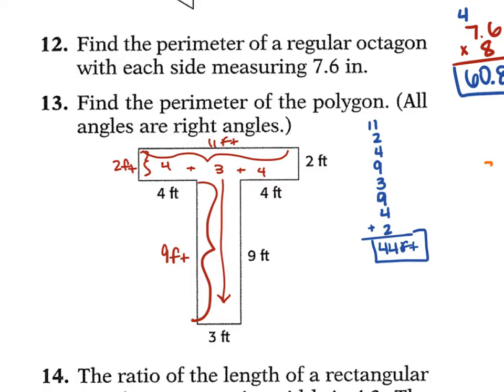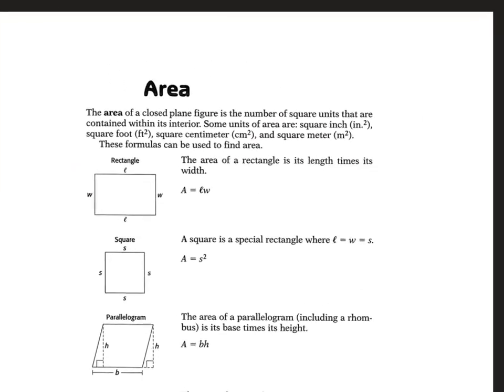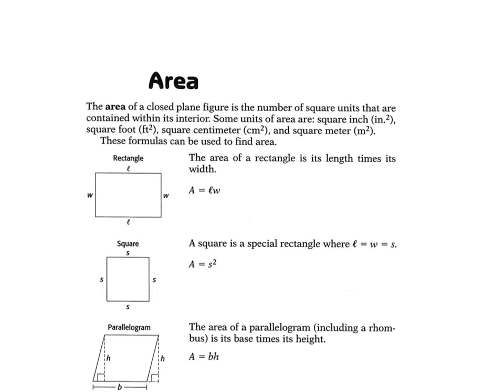We are going to skip the next two problems and move into area. The area of a closed plane figure is the number of square units that are contained within its interior. Some units of area are square inches, or inches squared, square feet, or feet squared, square centimeters, and square meters.